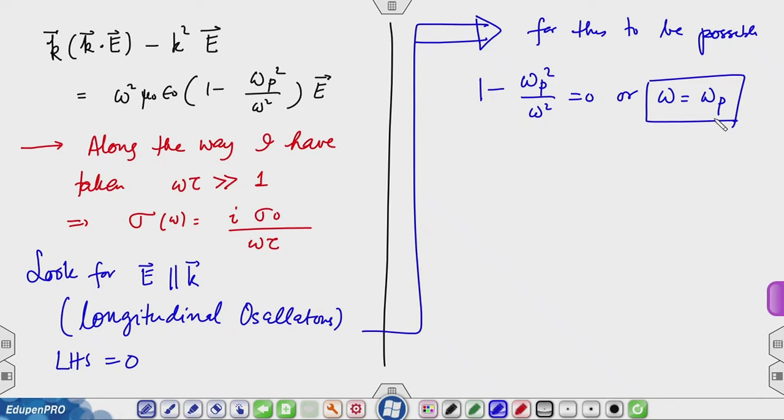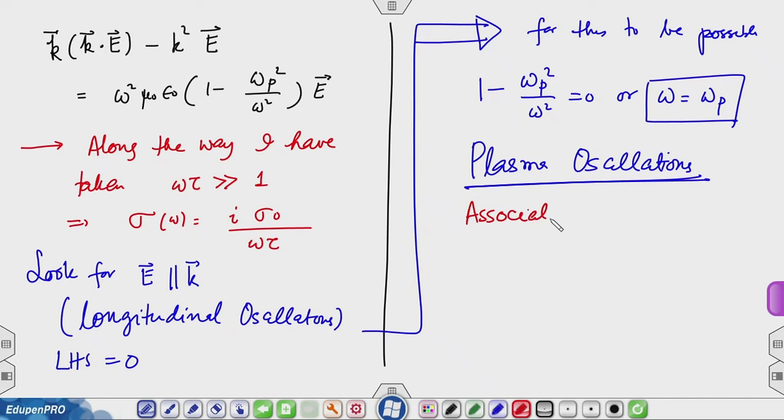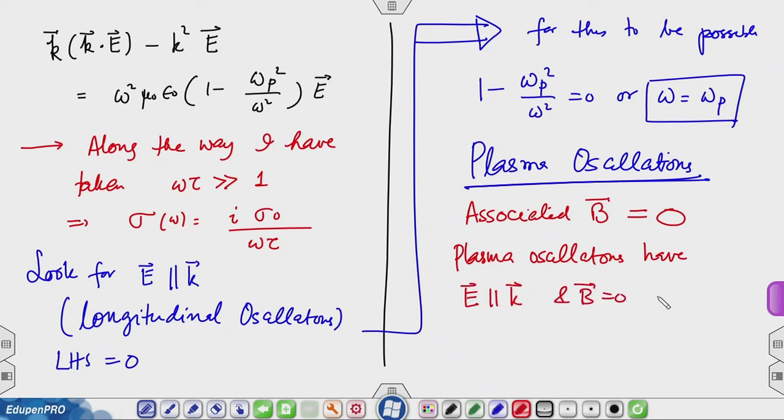So, what we have seen is that if I have a conductor, the electrons can have longitudinal oscillation at omega p. These are known as plasma oscillations. And the beauty here is that the associated magnetic field is identically 0 in these. So, plasma oscillations have E parallel to k and B equals 0. Show this. E parallel to k, I have already shown this.